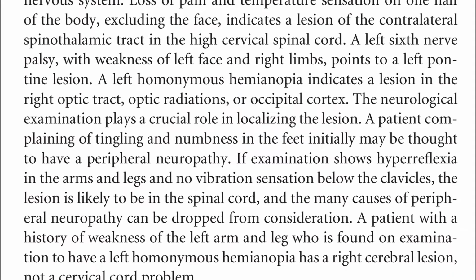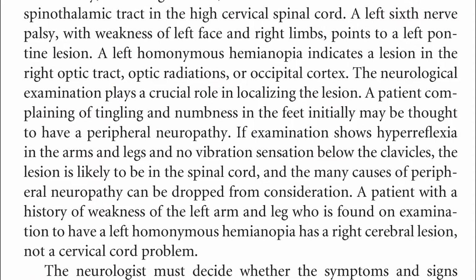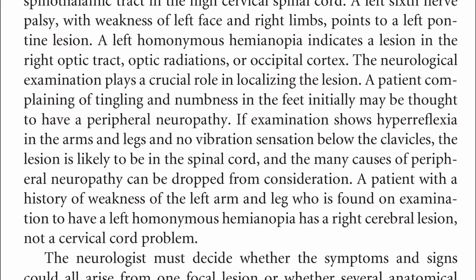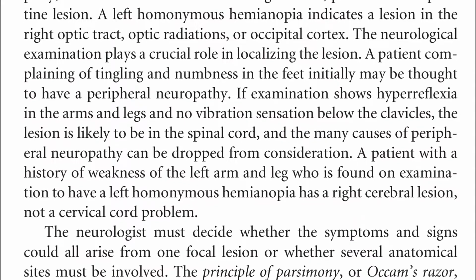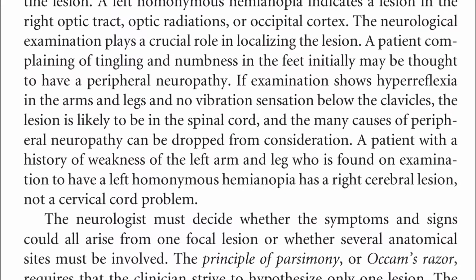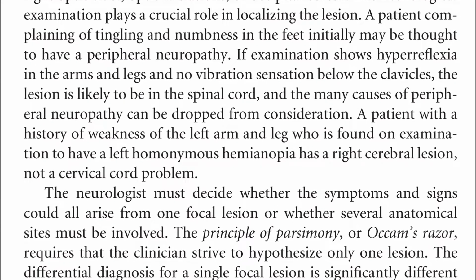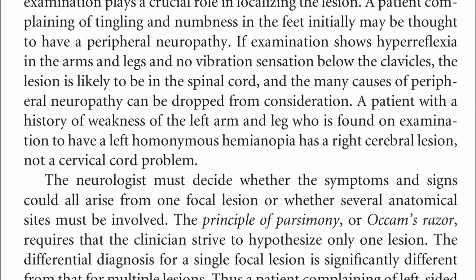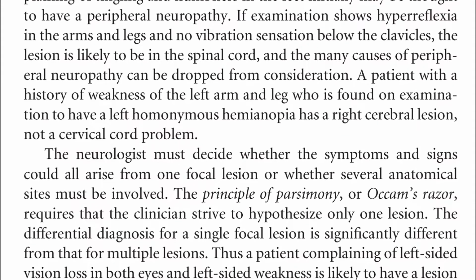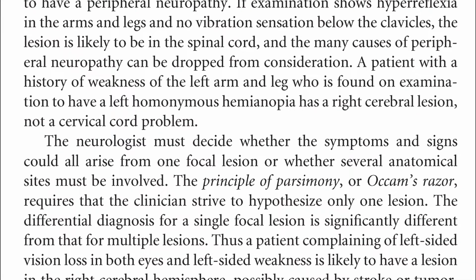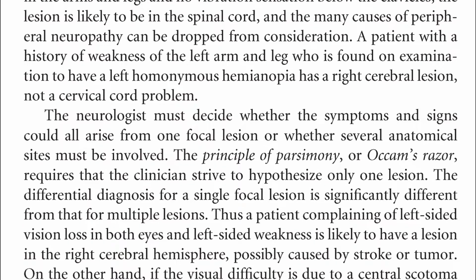A patient complaining of tingling and numbness in the feet initially may be thought to have a peripheral neuropathy. If examination shows hyperreflexia in the arms and legs and no vibration sensation below the clavicles, the lesion is likely to be in the spinal cord, and the many causes of peripheral neuropathy can be dropped from consideration. A patient with a history of weakness of the left arm and leg who is found on examination to have a left homonymous hemianopia has a right cerebral lesion, not a cervical cord problem. The neurologist must decide whether the symptoms and signs could all arise from one focal lesion or whether several anatomical sites must be involved.